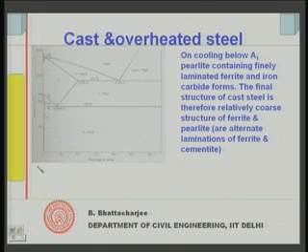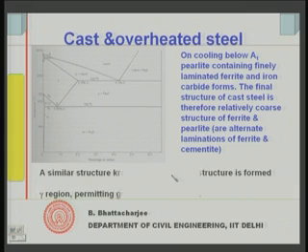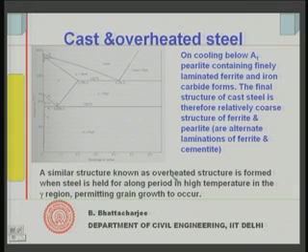Now, this has a coarse structure because the grains that have formed are not very fine, and ferrite-pearlite is the structure of mild steel, plain carbon steel below 0.85% carbon. You can get a similar structure, known as an overheated structure, when steel is heated for a long period at high temperature in this region, permitting grain growth to occur. So, this is cast and this is called overheated steel.